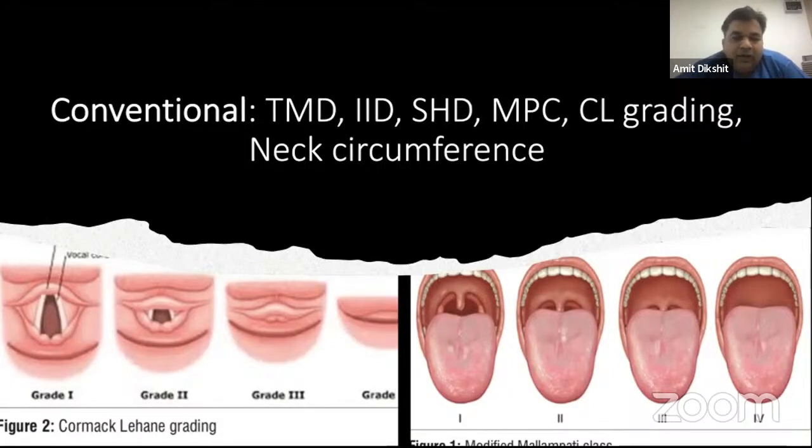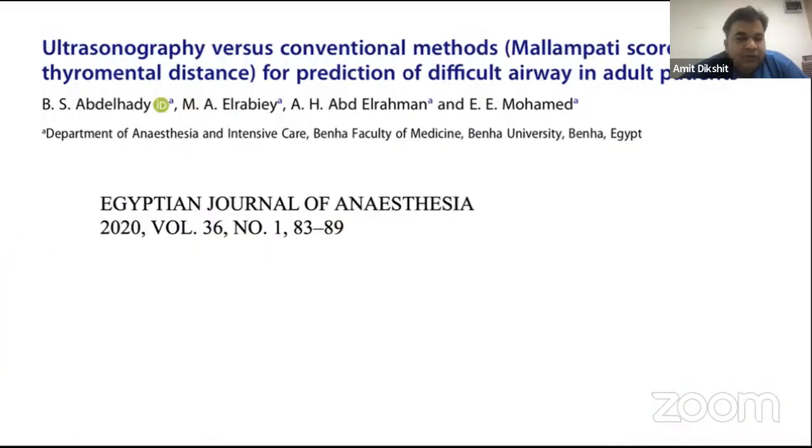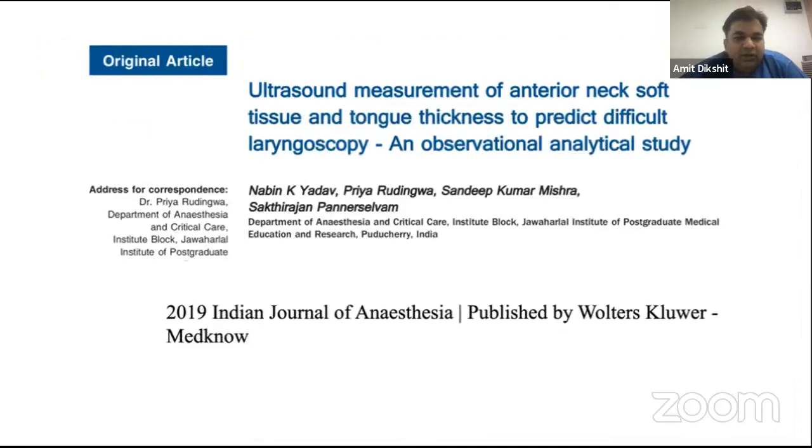If you combine ultrasound information with your conventional skills, it has been shown to increase sensitivity and specificity for predicting the success rate of difficult intubation. So there are several articles comparing it with conventional methods, and they found that ultrasound is beneficial. They have looked at the anterior soft tissue and tongue thickness to predict difficult intubation.